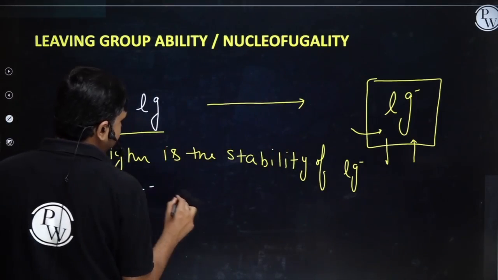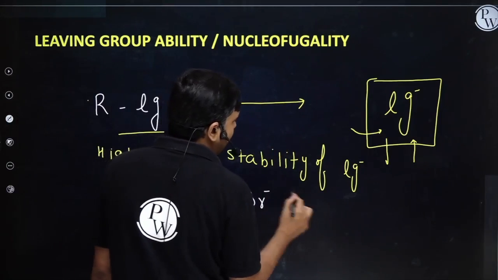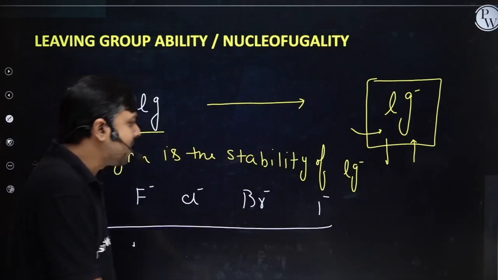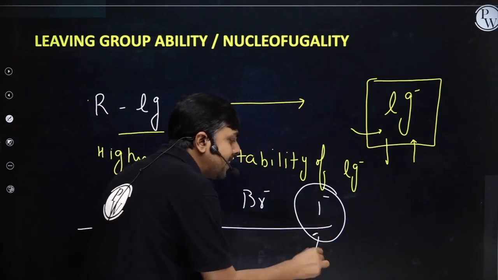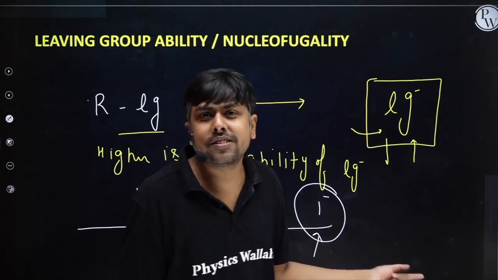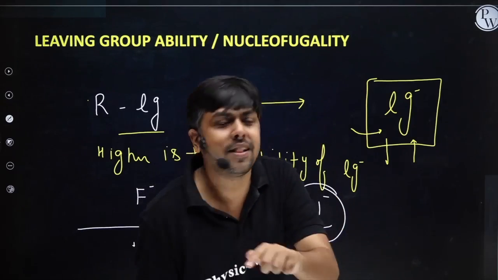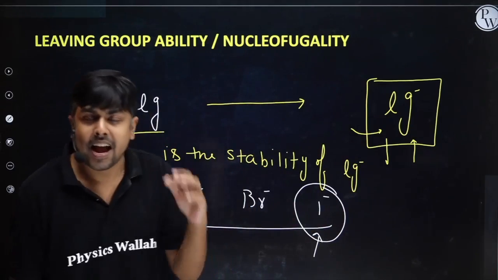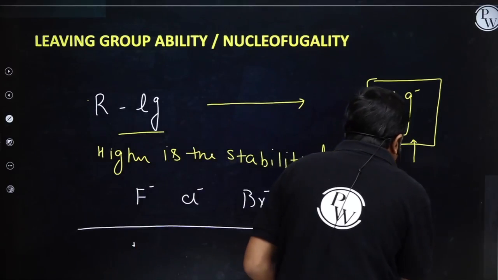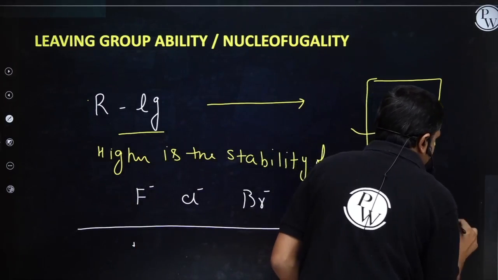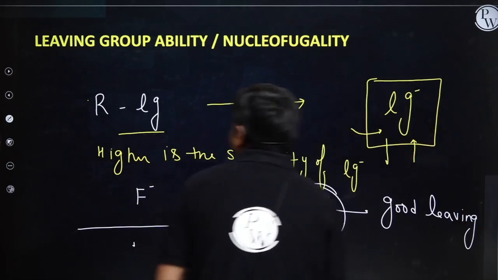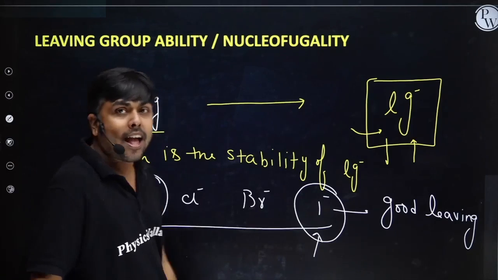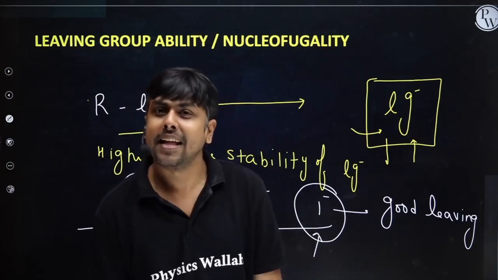Let's try to understand it with one example. I have F minus, Cl minus, Br minus, I minus. What do you say? Which one is more stable? I minus is more stable, charge density is less; lesser the charge density, more is the stability of the ion. Now if it is more stable, it will have less donation ability. So I minus is a weaker base, and if it is a weaker base, it is a good leaving group. It will have more tendency to leave the substrate as compared to fluoride ion, chloride ion, bromide ion. Am I clear?